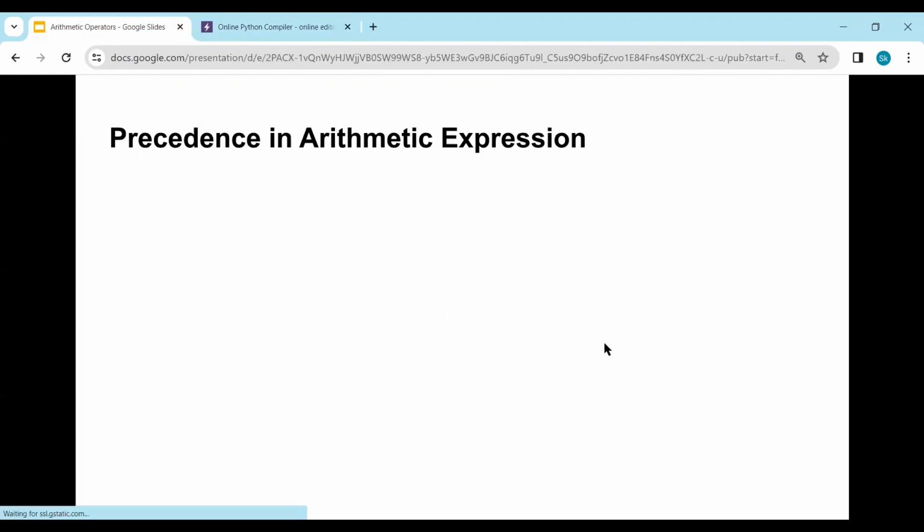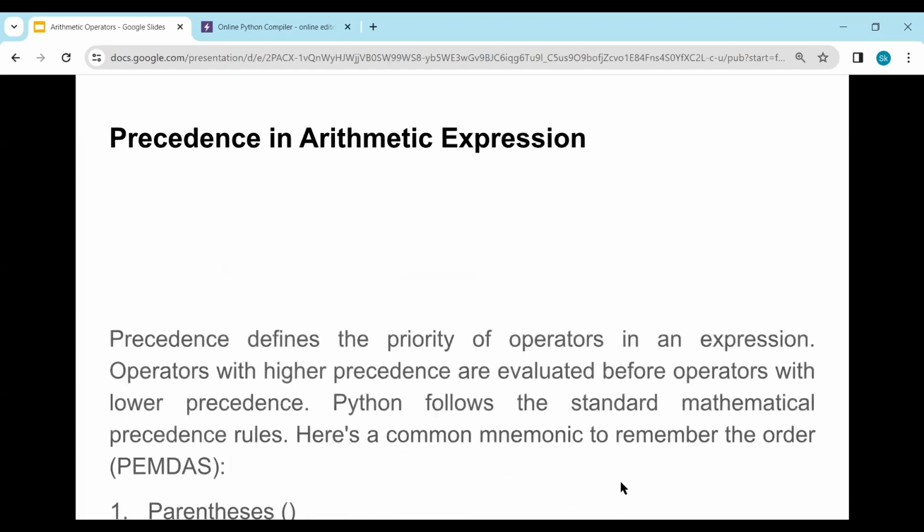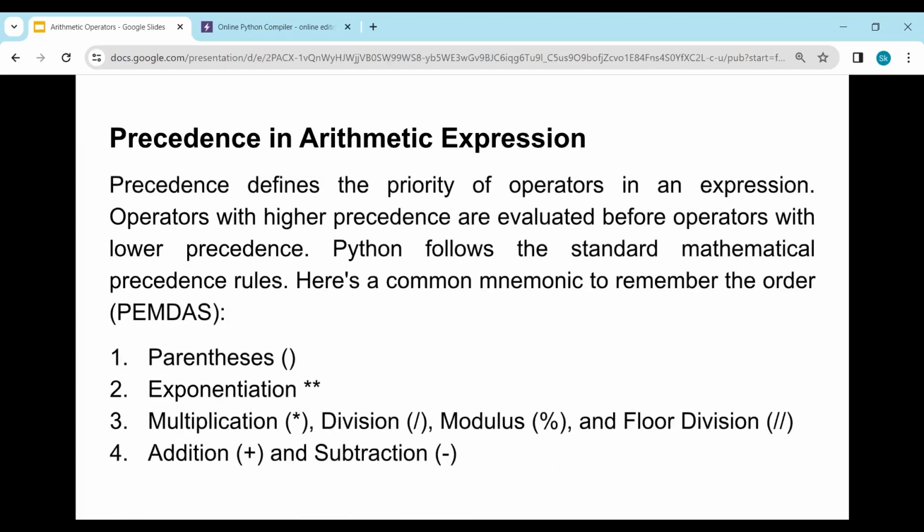Now, the next thing will be the precedence in the arithmetic expression. So, I would like Omega to explain this topic of precedence in arithmetic operations.